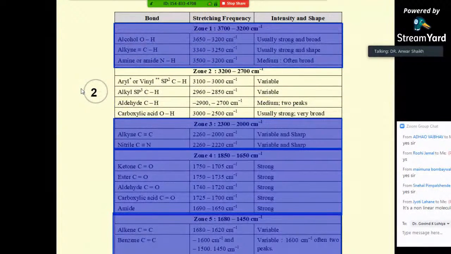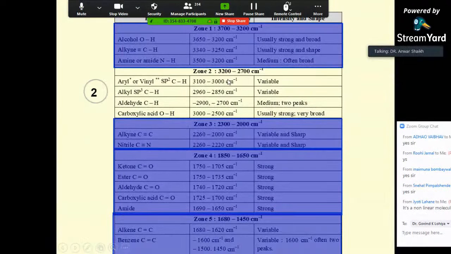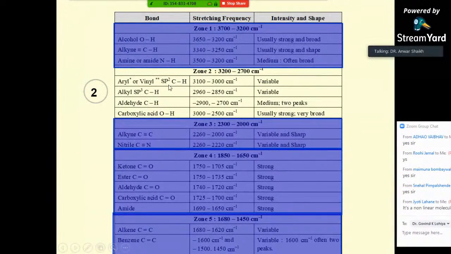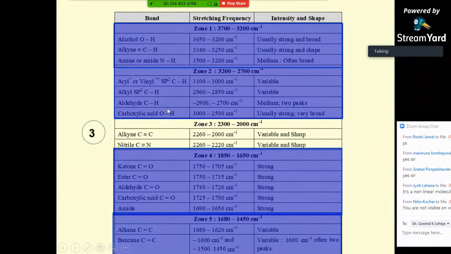If you get some peaks in the second region, zone 2, which I told you is 2700 to 3200, it may be because of the sp2 CH, or mostly the CH stretching connected to the sp3 carbon, or sp2 carbon. Or you will get the aldehydic CH or the carboxylic OH. Just remember, if you get any peak in that region, it may be something from these.